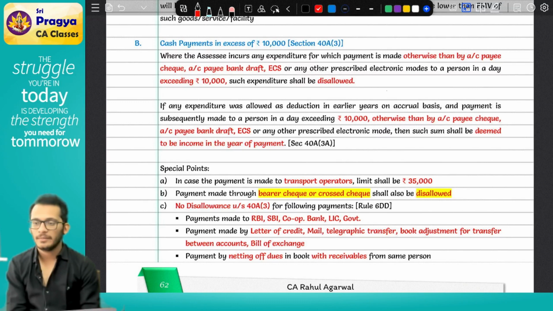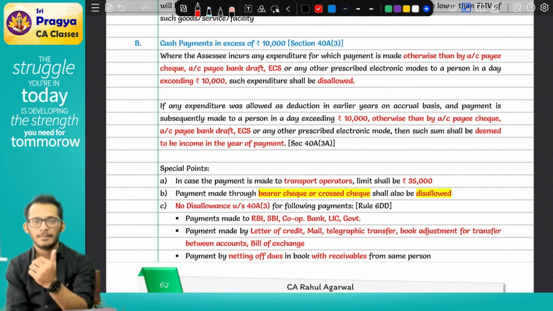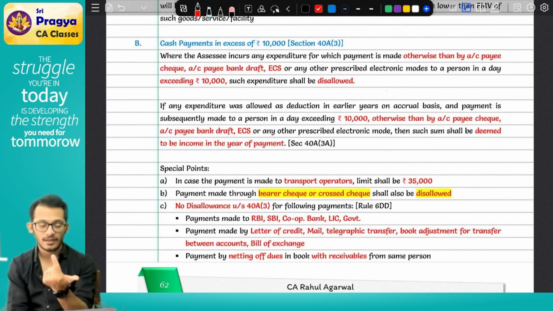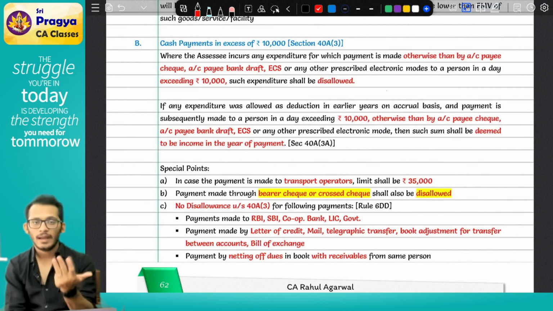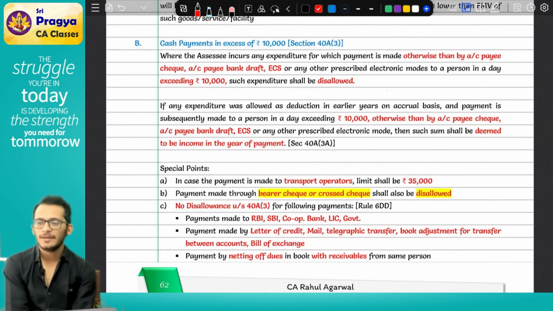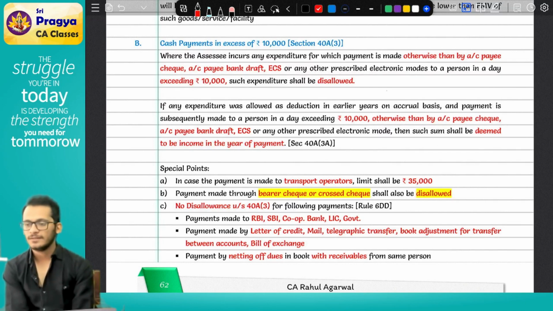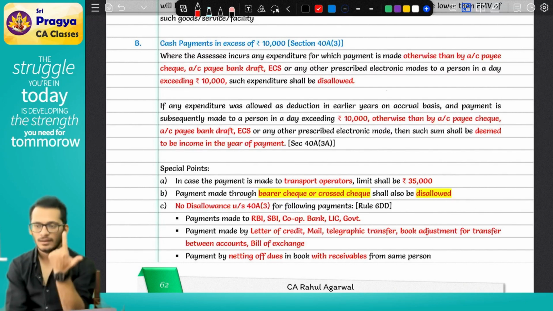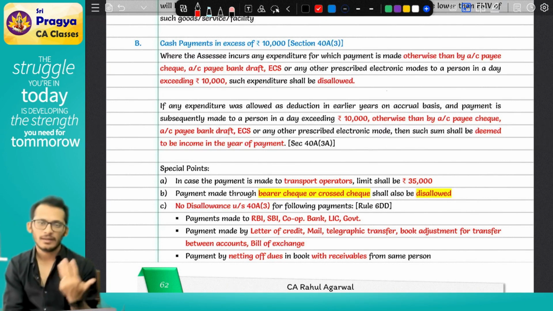Income tax in simple words is saying: if you are planning to make any revenue expenditure, and I find that the revenue expenditure is more than 10,000 to one person in one day, and the payment is happening otherwise than by account payee cheque, account payee draft, electronic clearing system or other permissible modes, then that expenditure will be permanently disallowed. Any expenditure more than 10,000 to one person in one day will be disallowed if paid otherwise than by those modes.